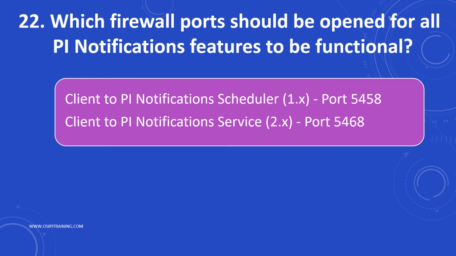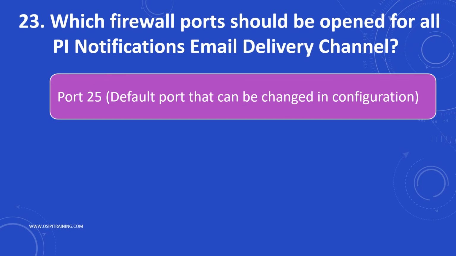Which firewall ports should be opened for all PI Notifications features to be functional? For client to PI Notification Scheduler 1.x, it will be port 5458. Client to PI Notification Service 2.x, it will be port 5468. Which firewall ports should be opened for the PI Notifications email delivery channel? The default port will be 25, and that can be changed in the configuration.